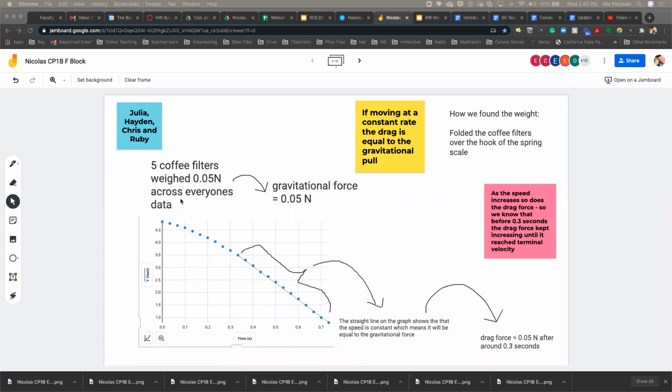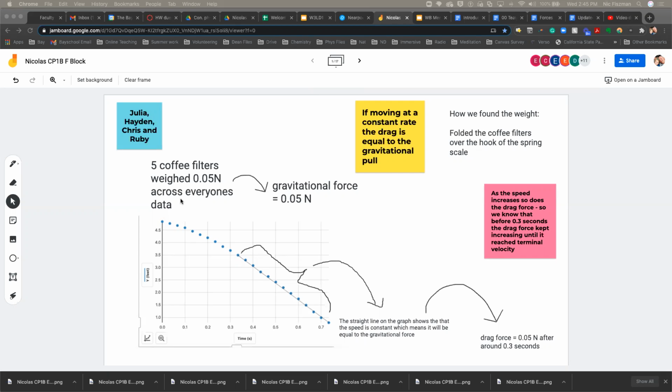All right. We took the weight of 5 coffee filters, and across all our data, it came out to be 0.05 newtons. And since that was the weight, then it's equal. Since the weight is equal to the gravitational force, that means the gravitational force is 0.05 newtons.